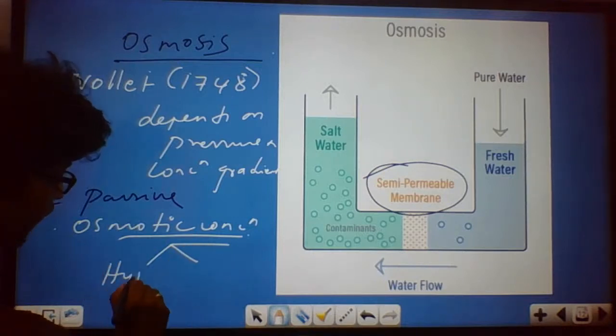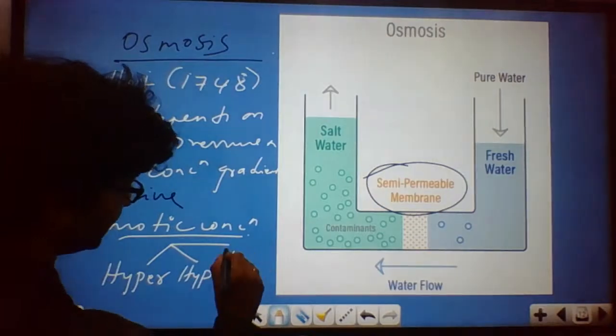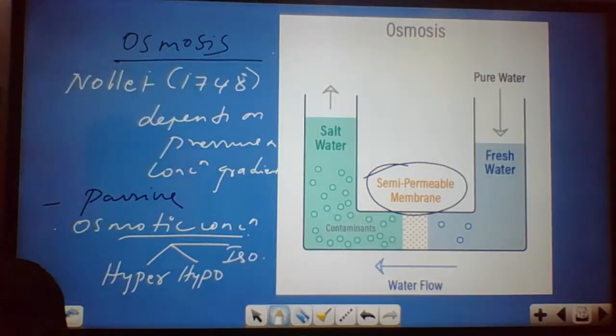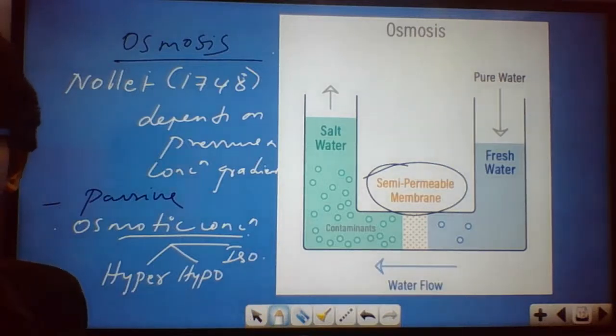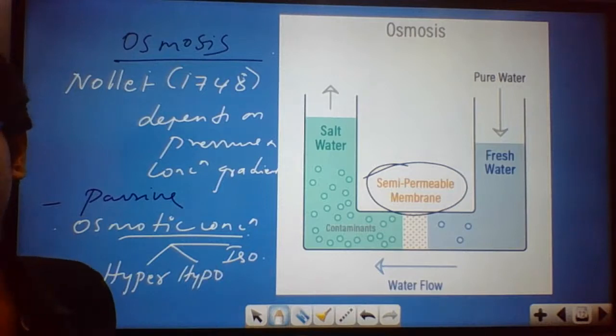It can be classified into hypertonic, hypotonic, or isotonic. In reverse osmosis, the pressure gradient is applied in the reverse manner, using the same semi-permeable membrane. That only makes the difference with reverse osmosis.